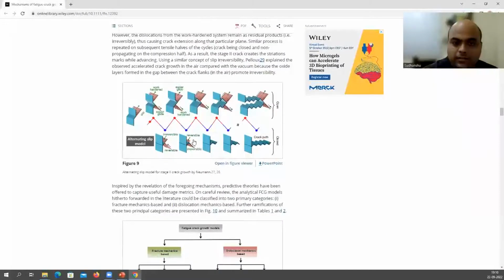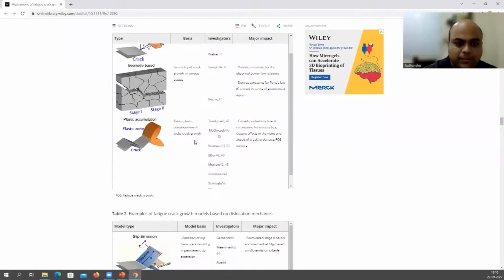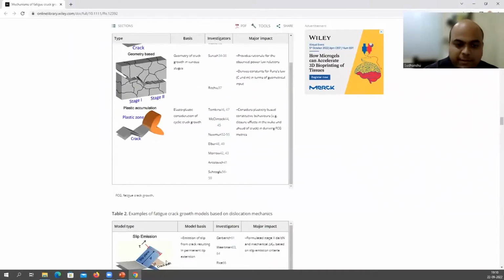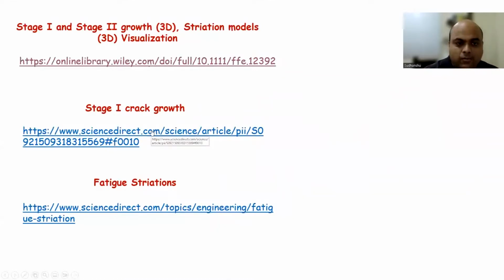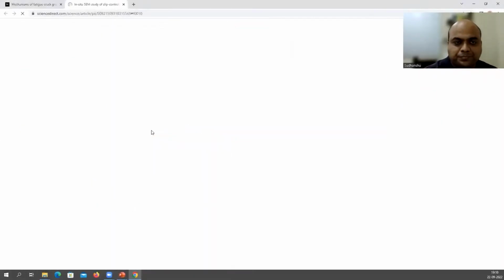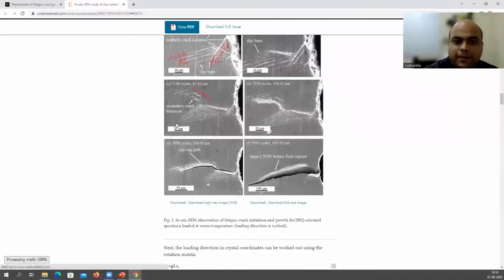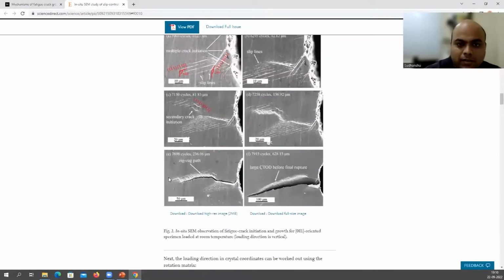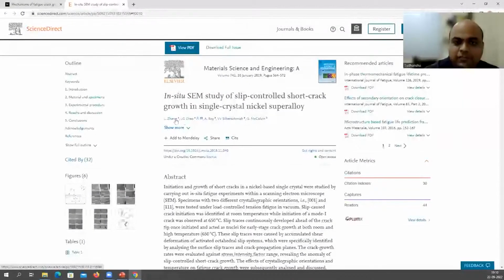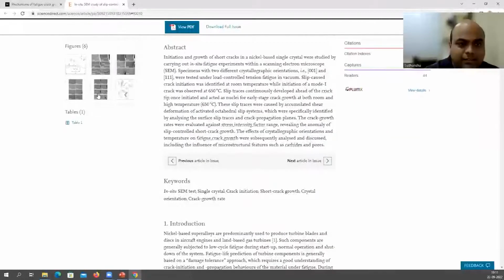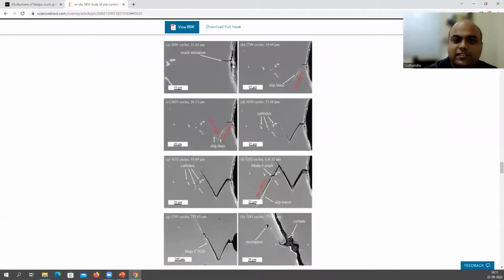So this is the one I was talking about. Now let's go to another image: stage one crack growth. This is a paper by Zhang. Let me go to the title first. This is a paper of Zhang in MSCA published in 2019, and you can nicely see the stage one crack. This is the crack initiation, these are the slip lines you can see, and this is the crack.